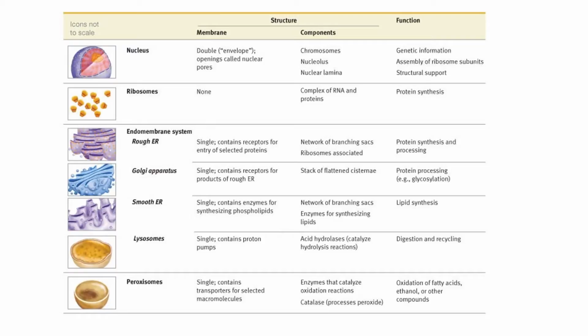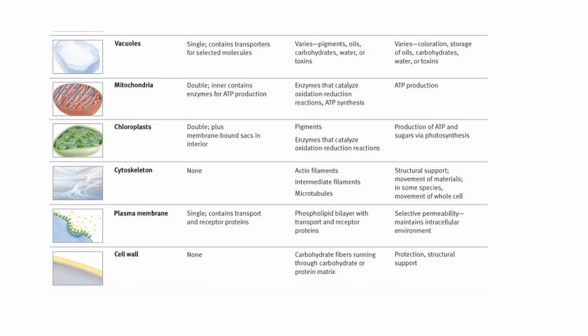The lysosomes help out with digestion, recycling, breaking things apart. Peroxisomes also break some things apart. They do a little more chemical stuff, some different parts than the lysosome does. The vacuole is storage, holds things. The mitochondria, ATP production means energy. It's the powerhouse of the cell. The chloroplast is where we are doing photosynthesis, absorbing light to make sugars, which we can use for energy.